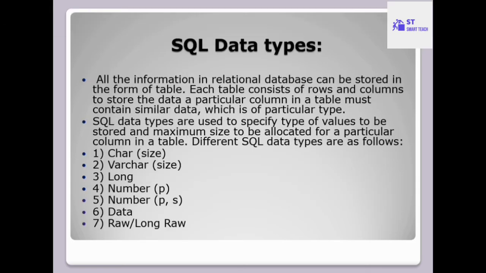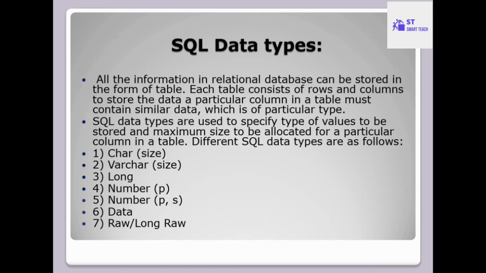Next, SQL data types. A data type is used to specify what type of data we are storing. All the information in RDBMS is represented in a tabular format, which means rows and columns. To store data, a particular column in a table must contain similar data of a particular type. So every single column contains the same kind of data. SQL data types are used to specify the type of values to be stored and the maximum size to be allocated for a particular column.